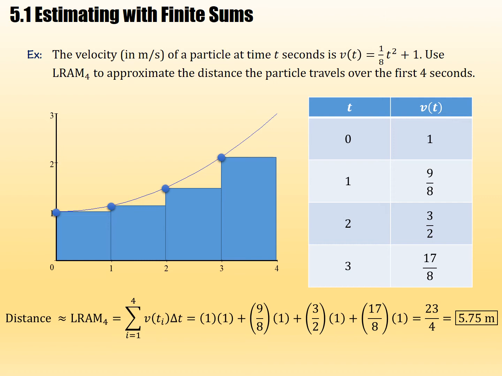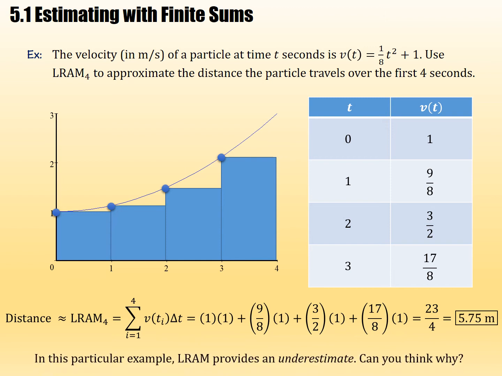Notice I say that LRAM 4 is exactly equal to 5.75, but that approximates the distance. You've got to make it clear how you get distance out of adding a bunch of areas of rectangles. That's where the unit discussion comes in. If your y units are meters per second, but your time is in seconds, and you're multiplying meters per second times seconds, the seconds will cancel out, and that's how you get distance, 5.75. Again, this is an underestimate.